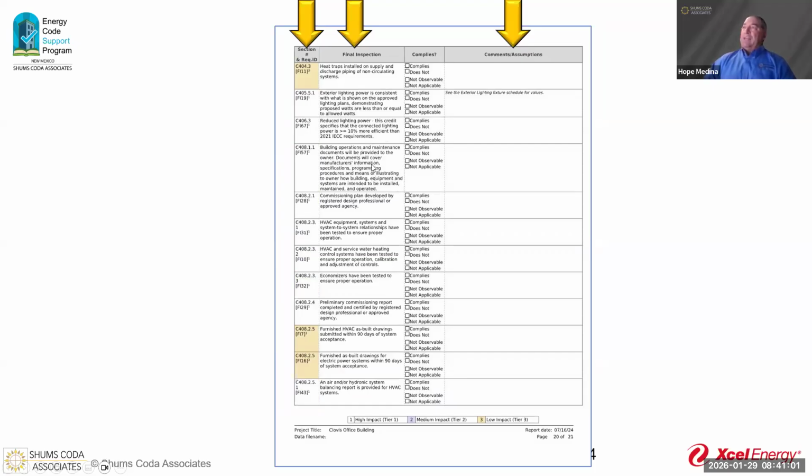We need to make sure that we meet that verification. We are talking about commissioning here. So in the commissioning, that's C408. Right here, we have our C408. This is where we're going to start the commissioning on this specific report.